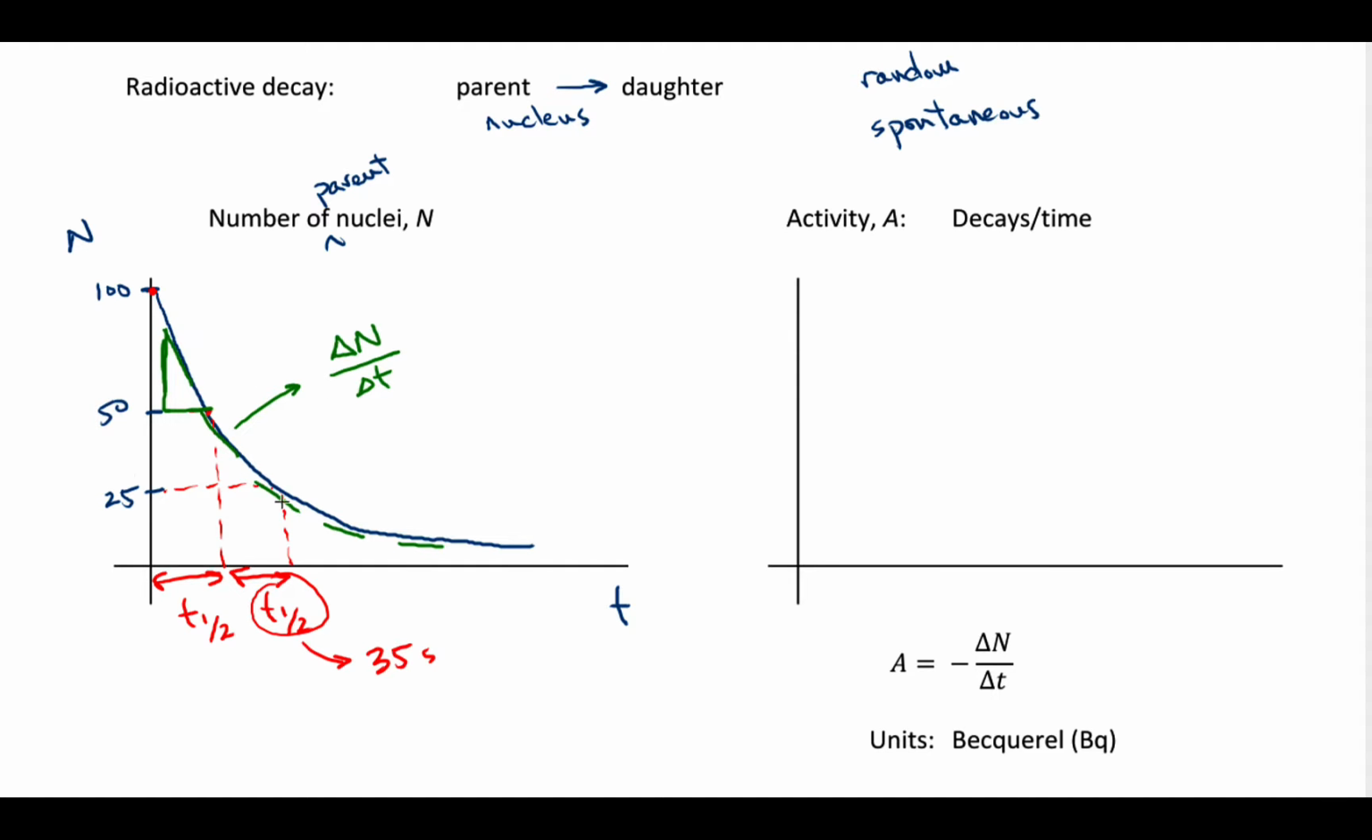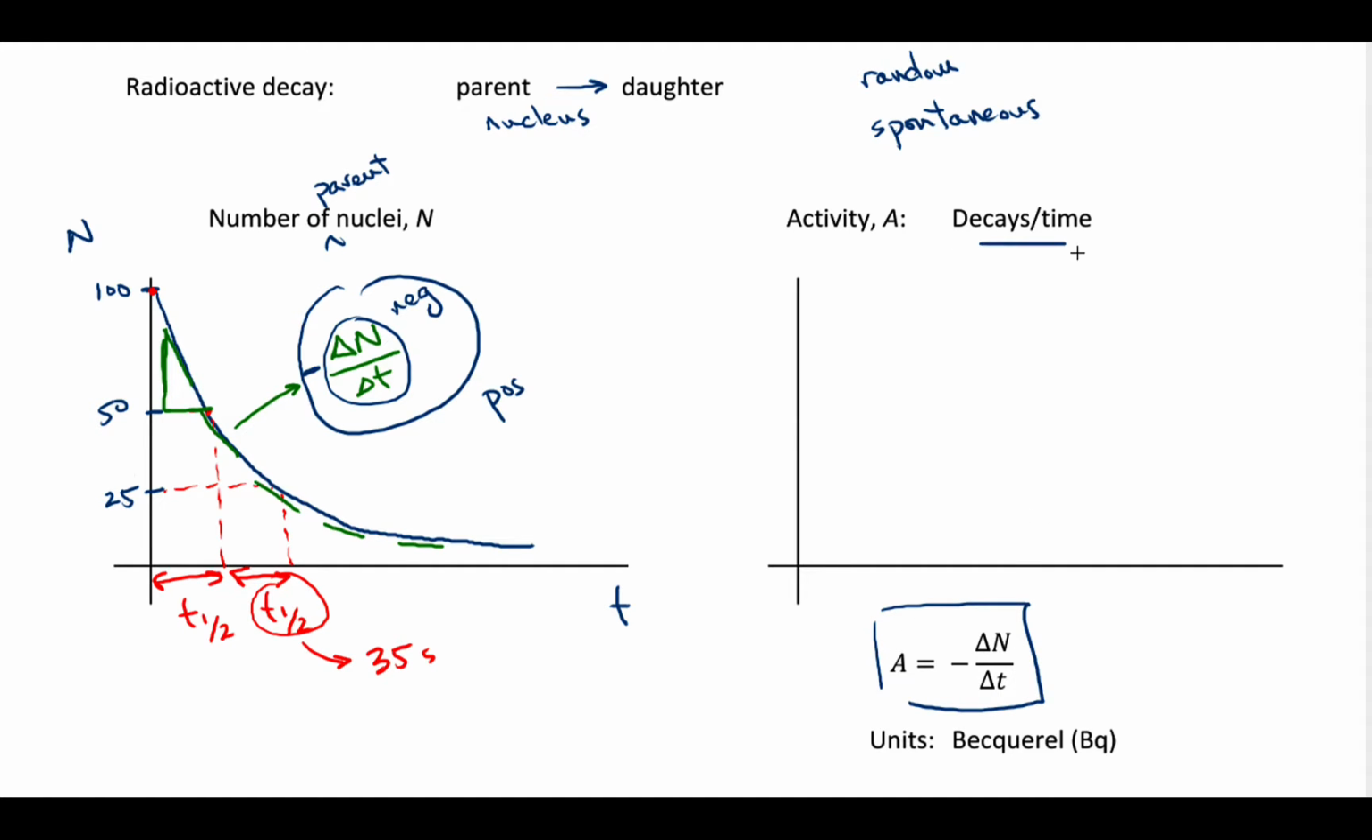Now it's a negative slope. In other words, this rise over run is negative. So if we put a negative sign in front of it, now this whole thing is positive, and we're going to define the activity that way. The activity is the negative of the slope of this graph. It's negative delta n over delta t. Again, the activity is the decays per time. So activity is decays per second, and we give the unit of becquerel to 1 decay per second. So 1 becquerel means that 1 parent nucleus is decaying every second.